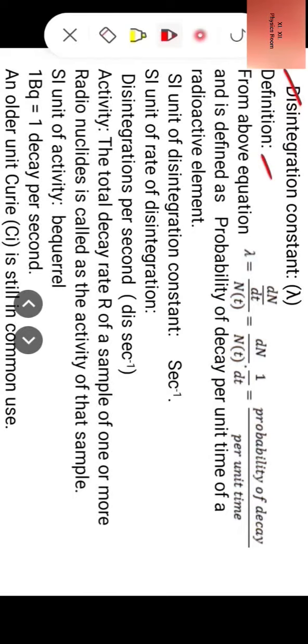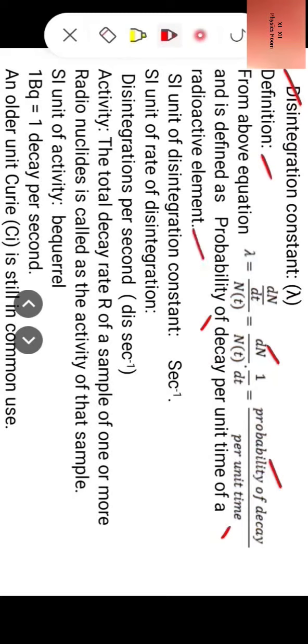we have lambda equal to dN by dt by Nt, or we can write it as dN by Nt into 1 by dt, equal to probability of decay per unit time, and is defined as probability of decay per unit time of a radioactive element. I repeat, what is disintegration constant? It is probability of decay per unit time of a radioactive element.